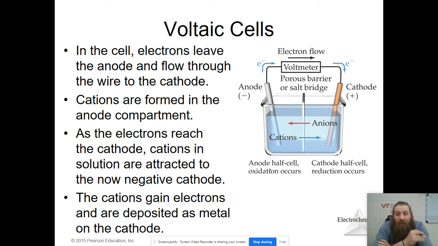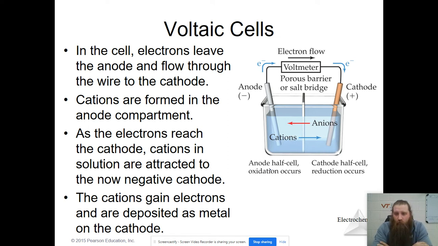And as the electrons get to your cathode, the cations are going to be attracted to that negative cathode, which is going to get them deposited as a metal on that cathode. Okay, so you have a lot of different things that are occurring in this cell. Take some time to look at the pictures in this chapter and understand them, because the pictures are really good in chapter 20. Okay, so look over those.